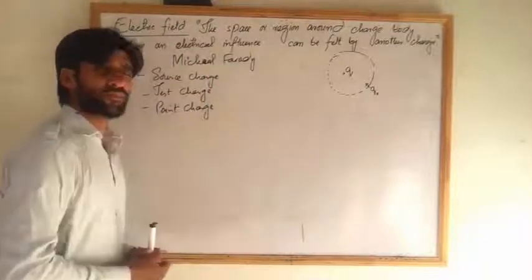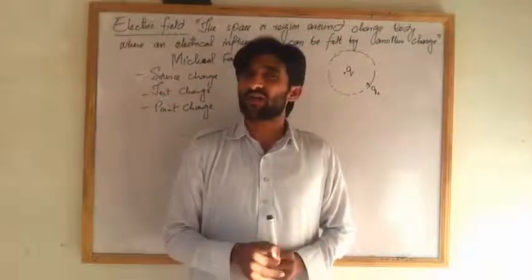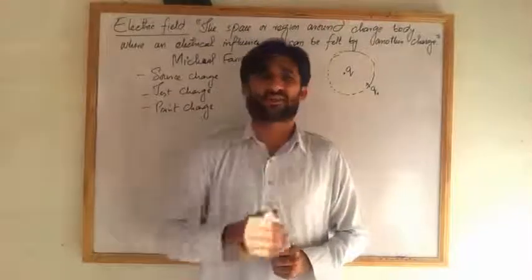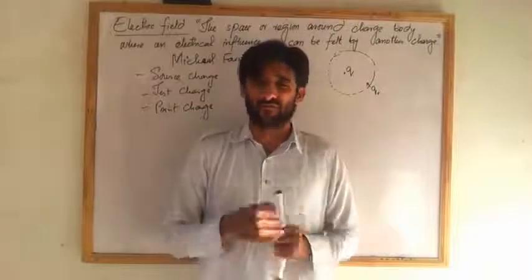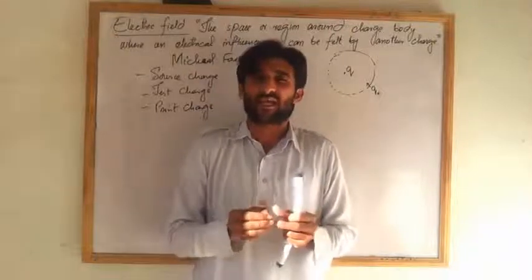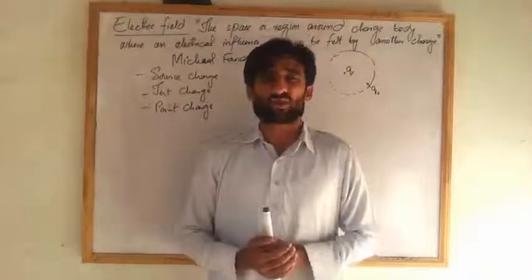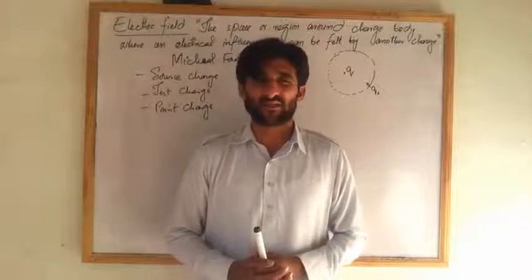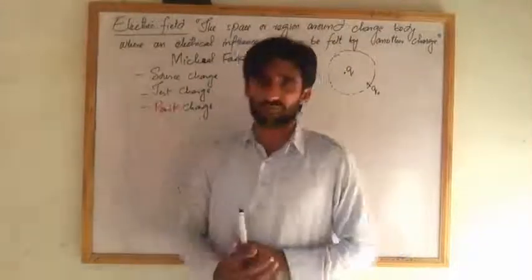And what about the point charge? A point charge is a charge that has a field only at that point. If we have a charge with a field only at that point, then we say this is a point charge, which can be placed anywhere in space. So these are the types of charges we use when we talk about the electric field.